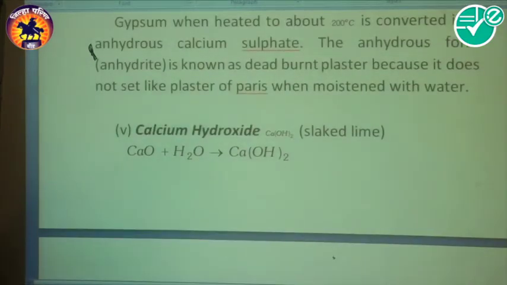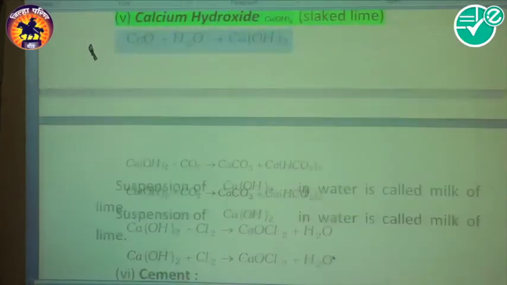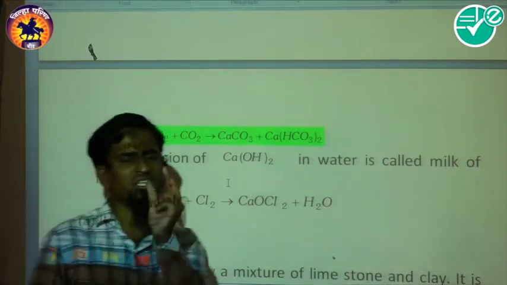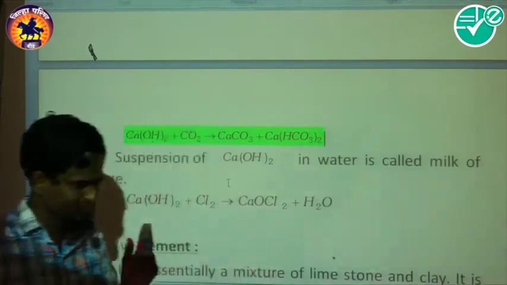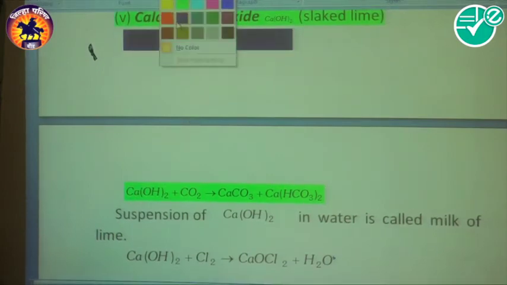The last one is calcium hydroxide. If you dissolve calcium hydroxide in water, it will form calcium dihydroxide, that is nothing but slaked lime. If you pass more and more carbon dioxide, then what happens? Whatever suspension you observe when you add calcium oxide in water, see here, I take another color, don't worry. Okay, I take this color.